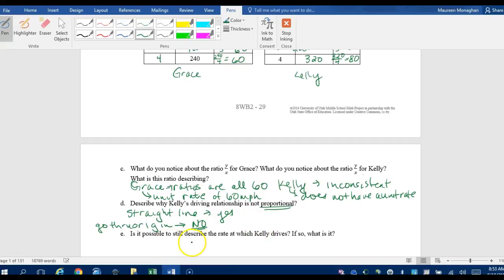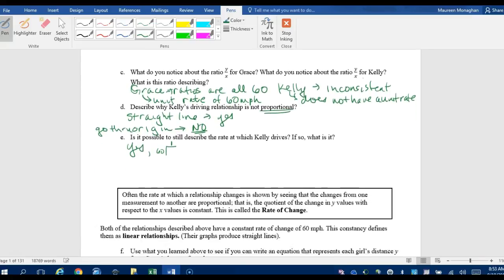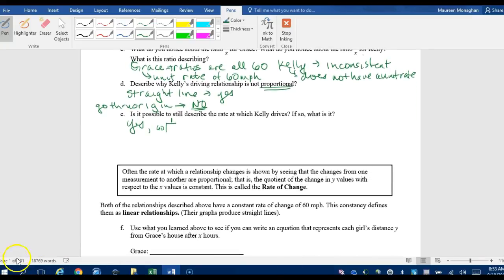Is it possible to still describe the rate at which Kelly drives? Yes. Yes, we were able to figure that out because we were able to see that she went 60 miles in 1 hour. It's just that her starting distance is different.